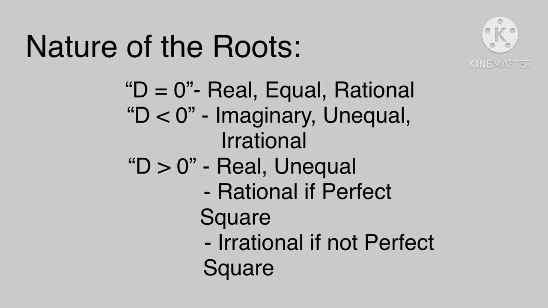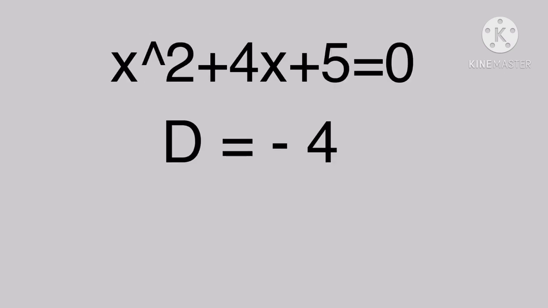and irrational. When the discriminant is greater than 0, the nature of the roots of a quadratic equation are real, unequal, and it will be rational if the obtained discriminant is a perfect square, and it will be irrational if the obtained discriminant is not a perfect square. Now that we know these factors, we can now identify the nature of the roots of the given quadratic equation.